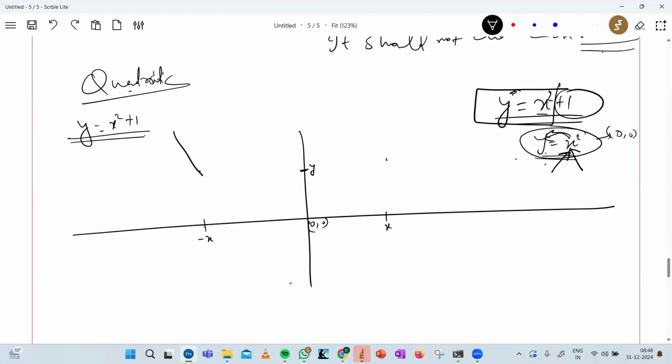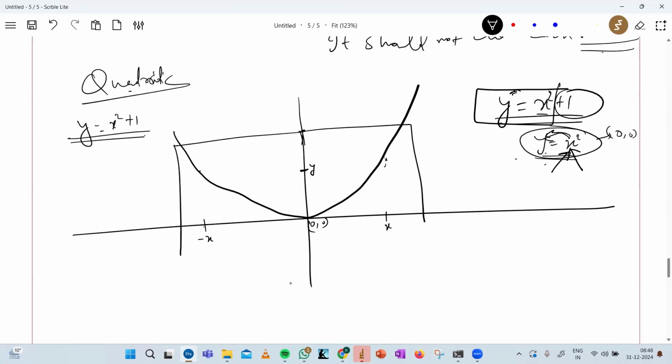Just connect this. This is your y equal to x square, isn't it? See, for any y, you have two corresponding x's, one positive and one negative. This is our idea. Now, what you have to do? Just take any x, take a value of x.